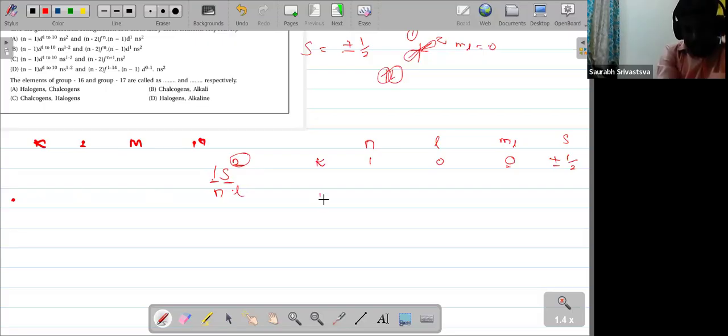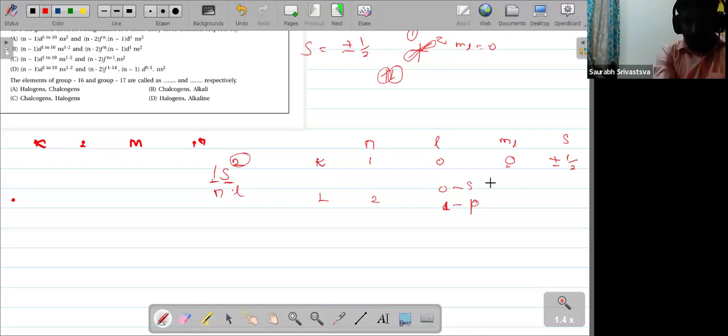Next, when you go to the L shell, n value equal to 2. That means the second shell from the nucleus. How many subshells will be there? 2 subshells will be there. One is 0 and another one is 1. 0 we call the s subshell. 1 we call the p subshell. Understand? P subshell.